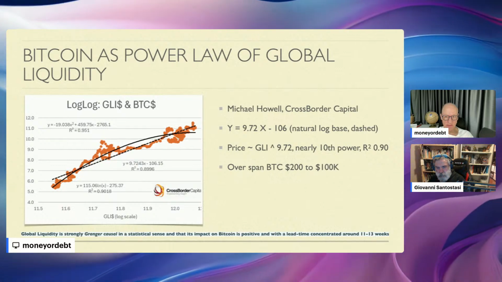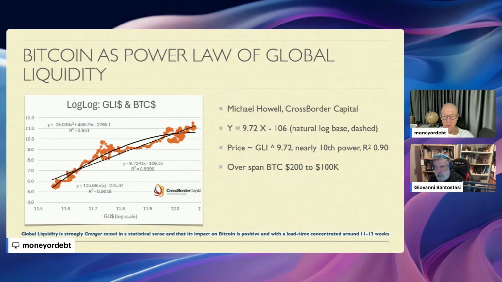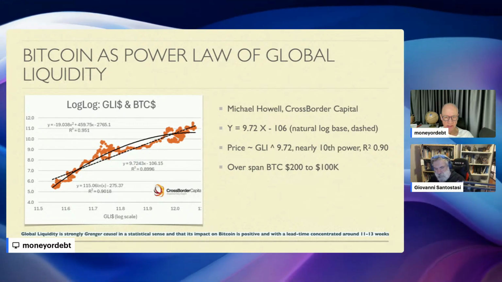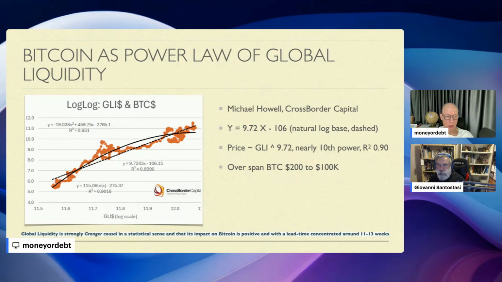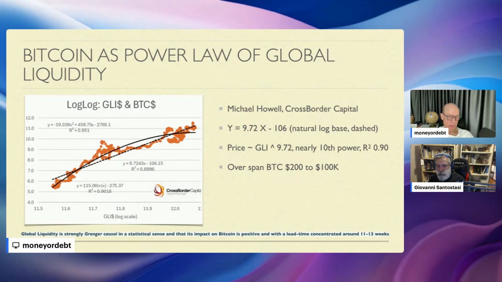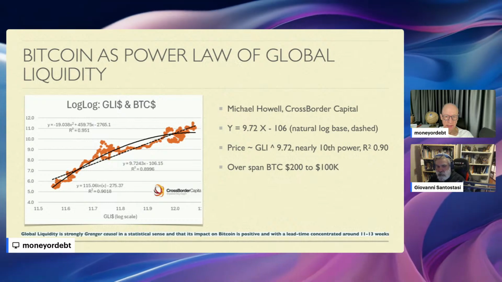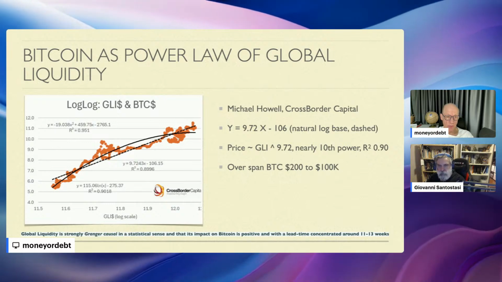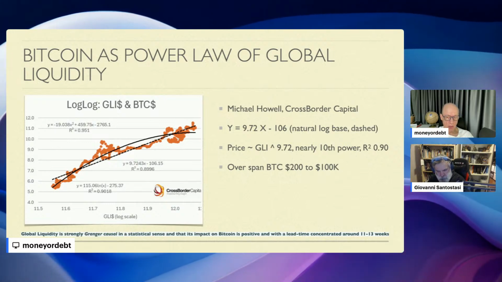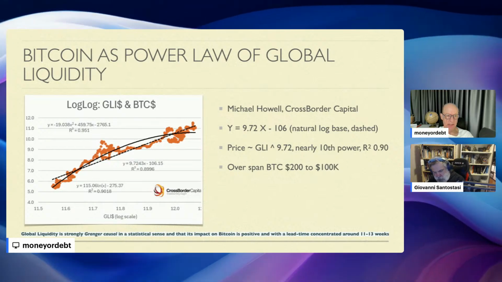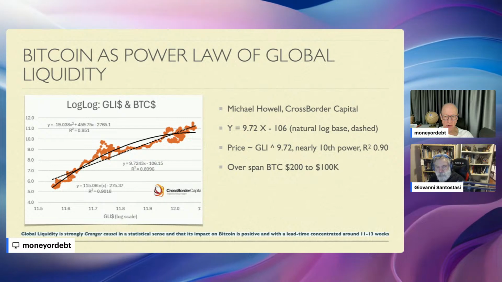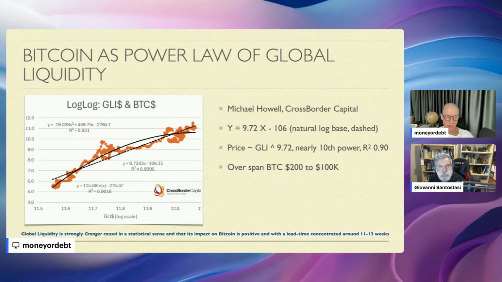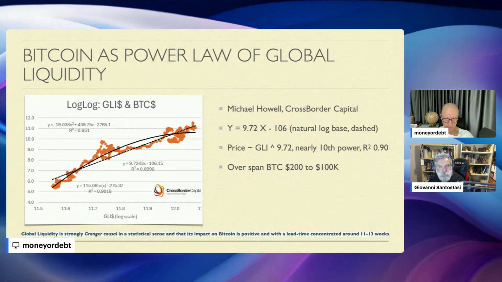And what he found is the dashed line that goes through the orange data points is a best fit. That's a power law because it's a straight line on a log-log plot. And so he found a power law index of 9.72. He also got a very good R squared of 0.9. So he's got Bitcoin price growing as the 9.7th power of his liquidity index, very close to the 10th power. Now, his price range spanned from when Bitcoin was $200, up through the recent $100,000 zone.